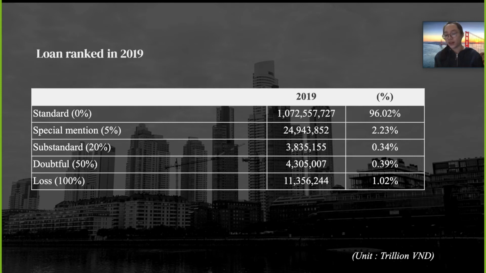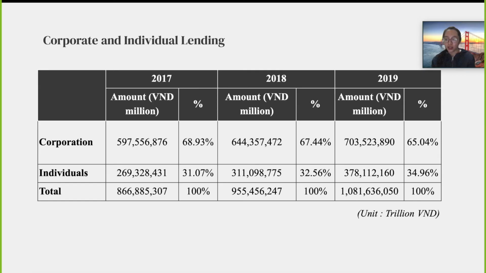In the last part, lending management, you can see that in 2019, 96% of the lending amount belongs to the standard rank, and only 4% were ranging in the four remaining groups. To demonstrate the proportion of two lending activities, we listed two groups: for corporations with nearly 69% and for individuals, 1/3 of the total lending amount.